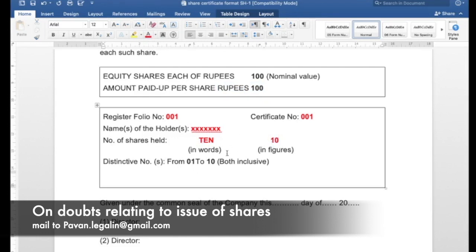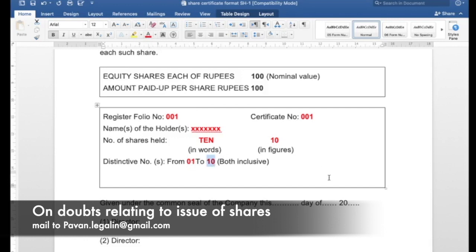So this particular shareholder is holding 10 shares of rupees 100 each, and therefore he has contributed rupees 1000 worth of share value to the company. And coming to the distinctive numbers, distinctive numbers normally refers to which share numbers this particular shareholder holds. So share 1 to share 10 is with the first shareholder because he's holding 10 shares. So share 1 to share 10.